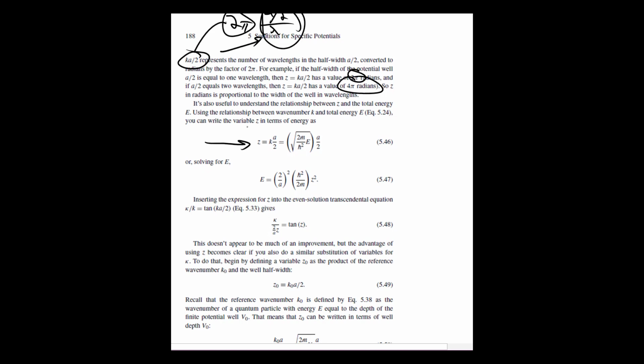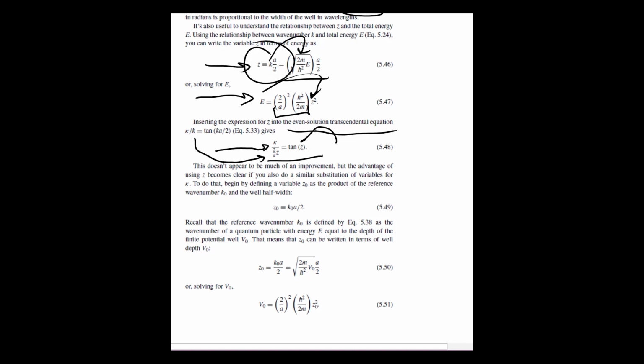But it's going to be helpful to see how it's related to energy. Remember, k is related to energy, so if I take Ka over 2, which is the definition of z, and plug in square root of 2m over h bar squared E for k, I get this expression, and if you solve that for E it looks like these constants times z squared. We'll use that in a minute. But for now, look at our even solution transcendental equation, which said kappa over k is tangent of Ka over 2. If for k we plug in 2 over a times z, and since z is Ka over 2, we just have tangent z, so this is now our even solutions transcendental equation.